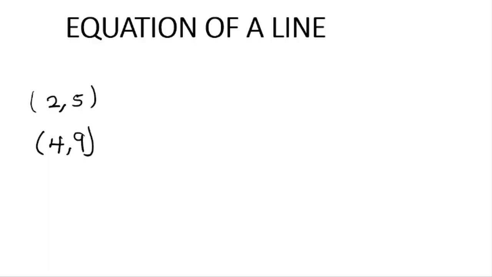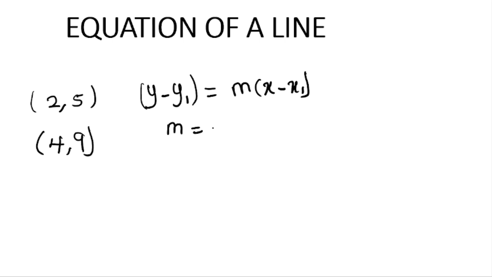So we are going to talk about how, in order for us to find the equation of a line, we use y minus y1 equals m times x minus x1. We all know this, right? So we find m by finding the difference in the y coordinates over the difference in the x coordinates. So we are going to get 9 minus 5 over 4 minus 2. Do you all get up to this point?